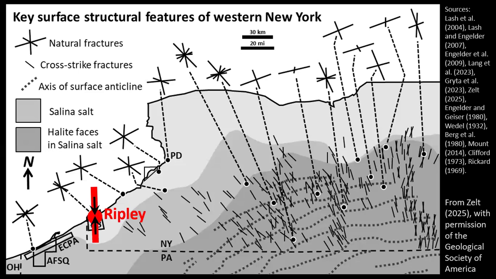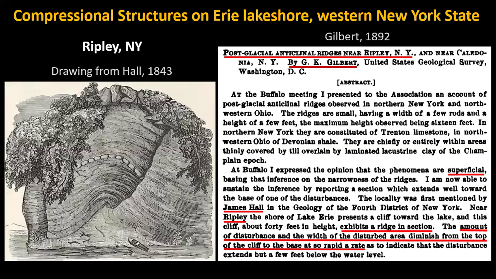Moving to the lakeshore, we will start looking at a compressional structure near Ripley, New York. The red line and black arrows show the direction of compression that's indicated by a structure at Ripley Beach. Here's an illustration from the lakeshore near Ripley from Hall 1843. There's a nice compressional structure with a thrust fault and related fold. G.K. Gilbert studied the Ripley structure to better understand small anticlines at the surface in western New York and northern Ohio, like the ones in fields we saw earlier.